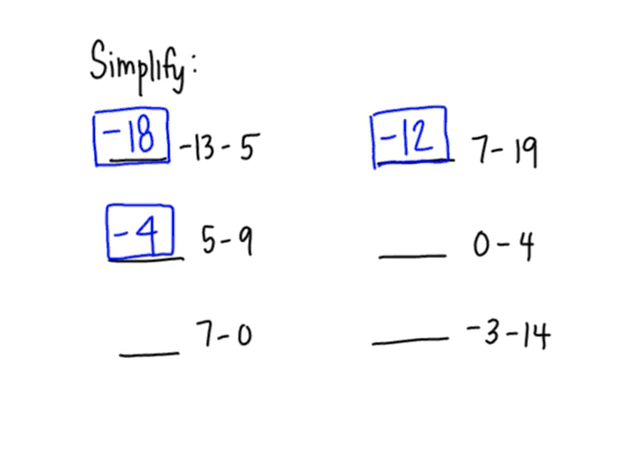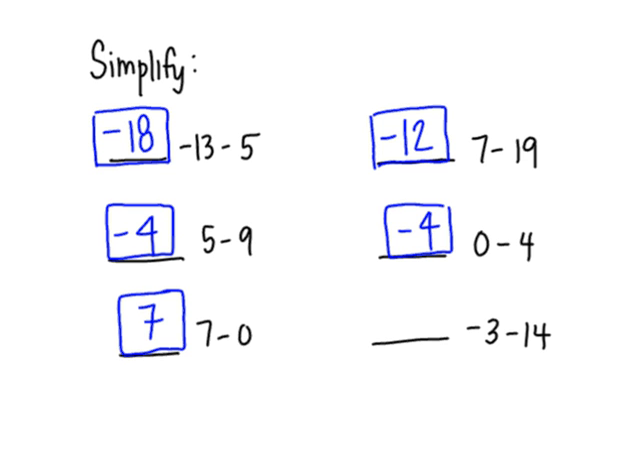0 minus 4 is next. 0 minus anything would just give you that number, and so my number here would just be minus 4. 7 minus 0, taking away 0 from any number, would just leave you with the original number, which would be 7.